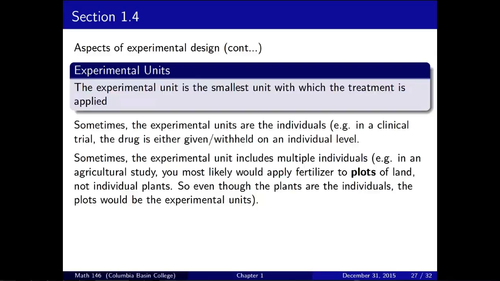This might happen if you're studying bacteria. If you're studying bacteria, you might not be able to isolate one bacteria cell per petri dish. But you might have a whole lot of bacteria in maybe 100 petri dishes. So you could randomly select 50 to give some treatment and 50 to not give a treatment. So even though there's multiple bacteria inside, the petri dish itself is the experimental unit. Hopefully that makes sense.